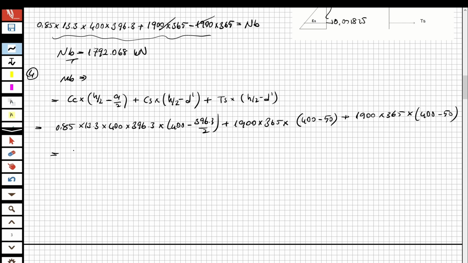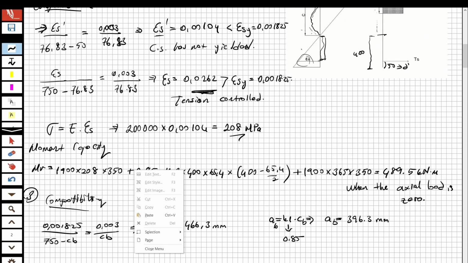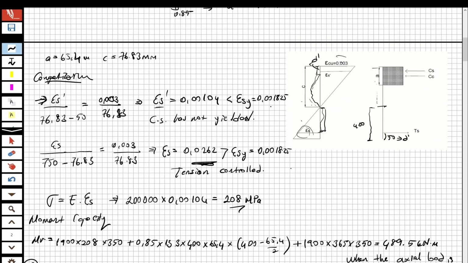And now from here I'm going to obtain the moment as 847 kilonewton meter. Okay, this is the balance moment of this cross section. So now it's okay. Let's check the fifth part. What's written for the fifth part?